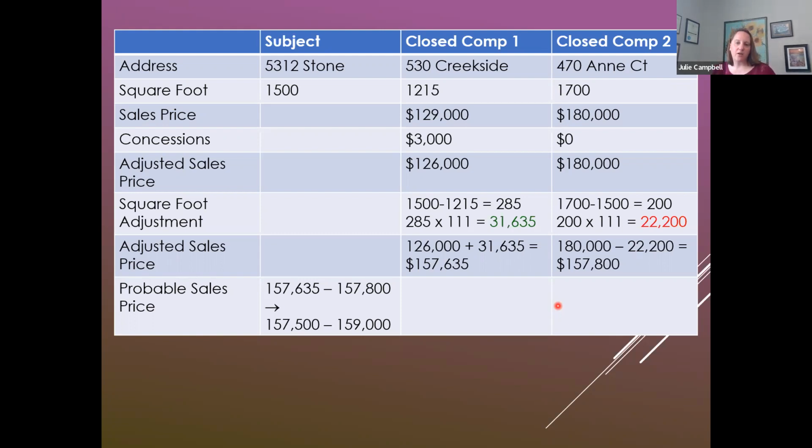So now I've adjusted my second comp. So now I'm looking at a probable sales price, 157,635 to 157,800. I'm not sure what the other numbers are there, truth be told. Maybe that's another adjustment. Maybe I'm missing something. It's the 157 to 159. Looks like they just adjusted them for even numbers. There you go. Maybe that's it. Rounding up a little bit, have something up or down. Good round numbers are easier to interpret. That might be what it is.